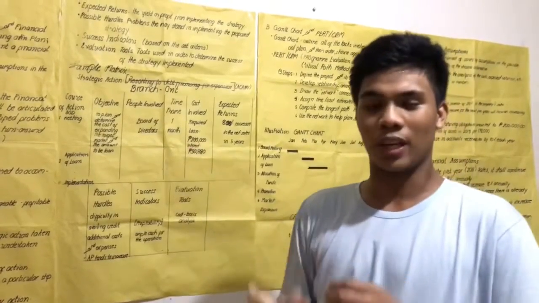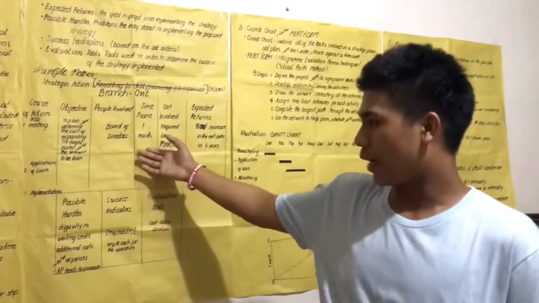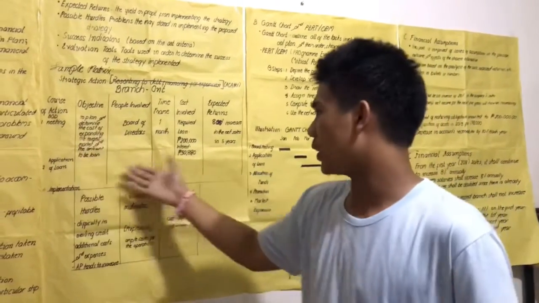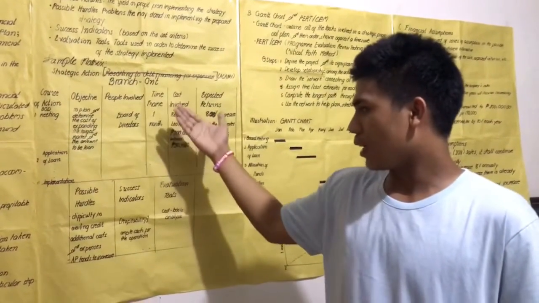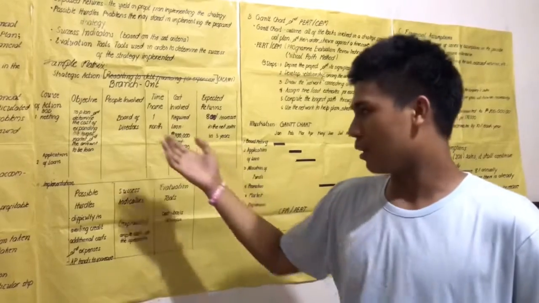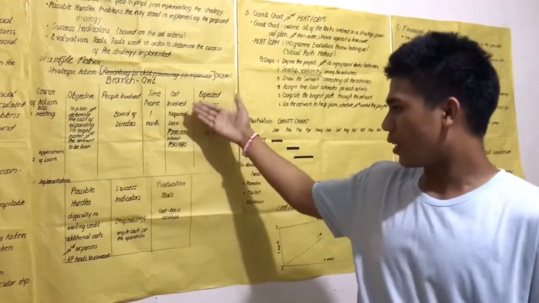Of course, the board of directors or the owners of the company. And the time frame. So this is the time that will be needed in executing this procedure. So they write it: 1 month. Next is the cost involved.